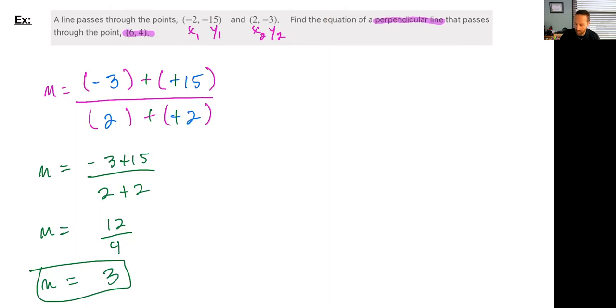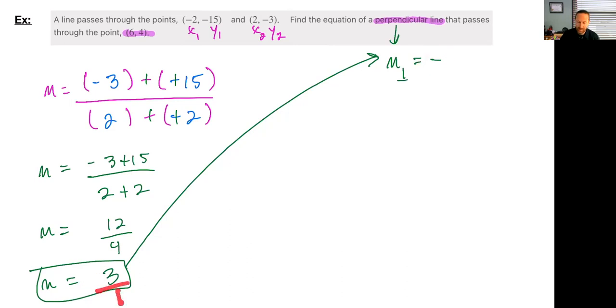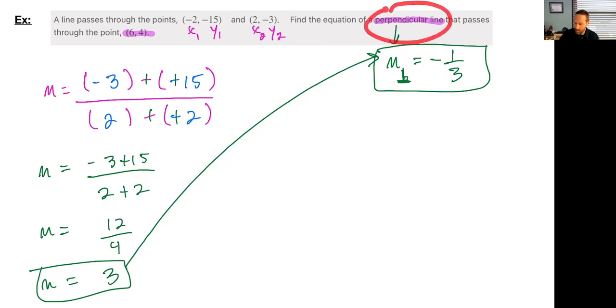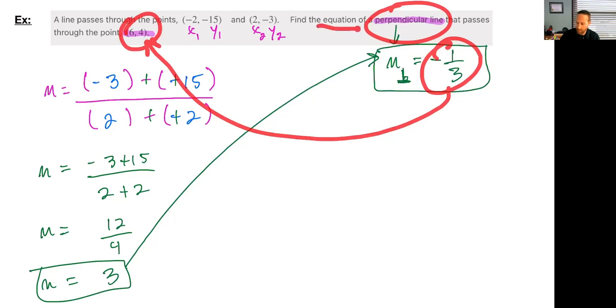Meaning, as we just went over, if our slope was 3, we are going to put a new slope that is perpendicular to it, an opposite. Since this is positive, we'll take negative. And since this is 3 over 1, the reciprocal will be 1 over 3. So our perpendicular slope we now have is negative 1/3. And we have the point for the equation.